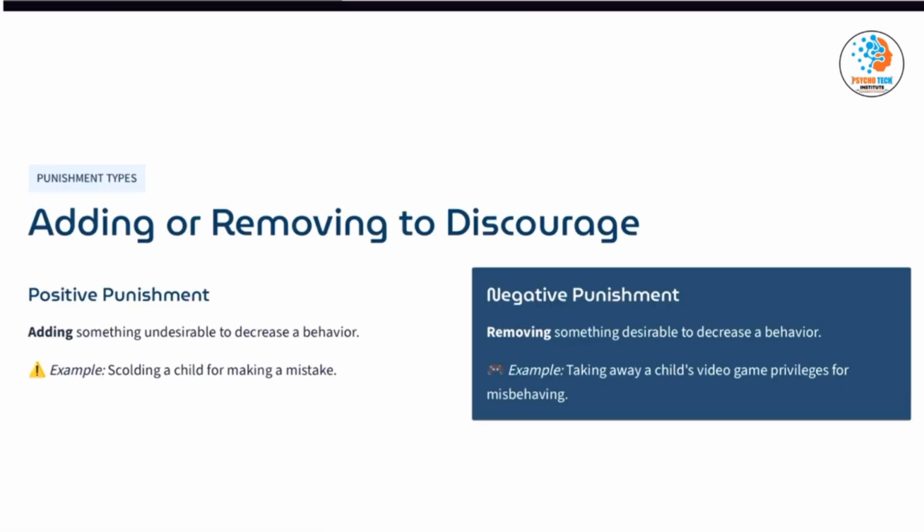Punishment, on the other hand, is used to decrease unwanted behavior. It refers to any consequence that reduces the likelihood of a behavior occurring again. Punishment helps in discouraging behaviors that lead to negative outcomes, like reinforcement. Punishment also has two types.